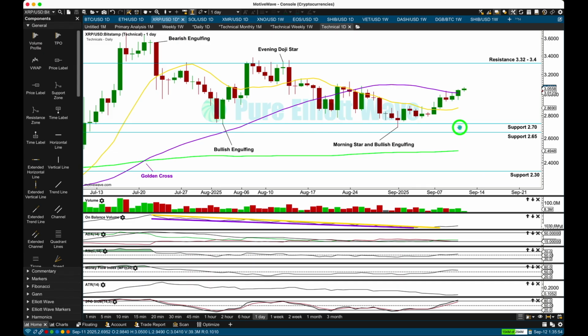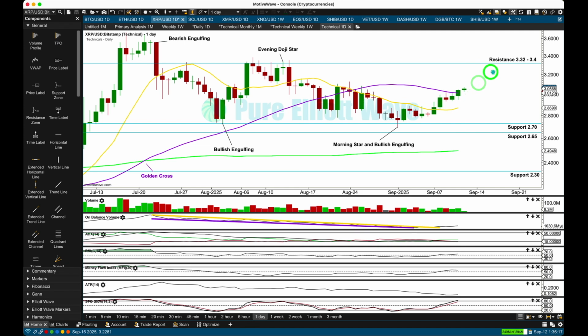But while price remains above 2.7, expect the next test of resistance about 3.32 to 3.4. Here at strong support, these three candlesticks form a morning star candlestick reversal pattern. This is bullish, and this one here forms a bullish engulfing candlestick pattern. Occurring at strong support at 2.7, it's unsurprising we're getting some upward movement.